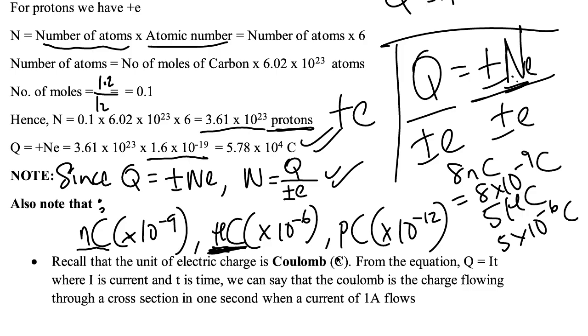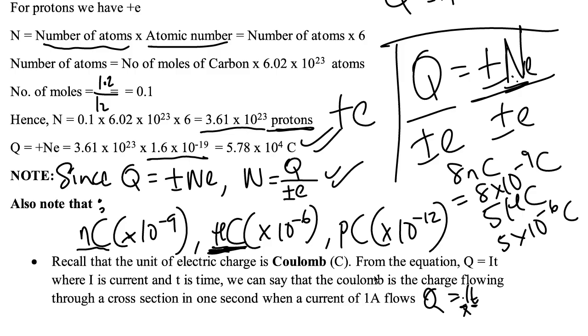So recall that the unit of electric charge is coulomb, and then from the equation Q equal to IT, one of the current equations, Q is equal to the current flowing times the what? Time. So where I is the current, you can see that the coulomb is the charge flowing through, because remember that the unit of electric charge is the coulomb. So it's a charge flowing through a cross section in 1 second when a current of 1 ampere flows. So which implies the product of what? The current and the time.